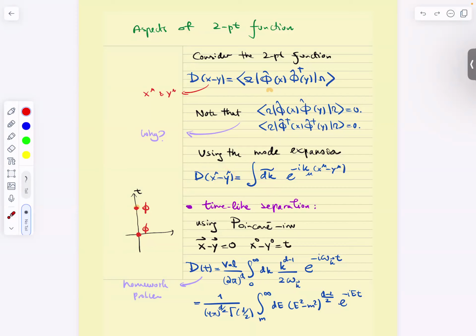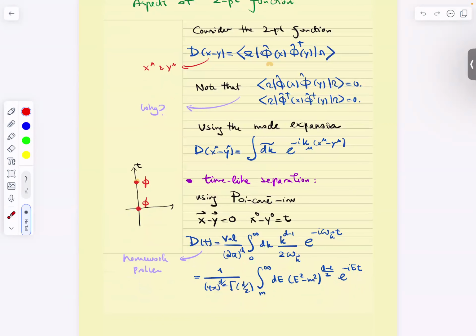What is the 2-point function where the points are time-like separated? When the points are time-like separated, you can use Lorentz transformations to go and sit in the coordinates where they are equal position, different times. You can always go to that frame. Then the calculation is simple.